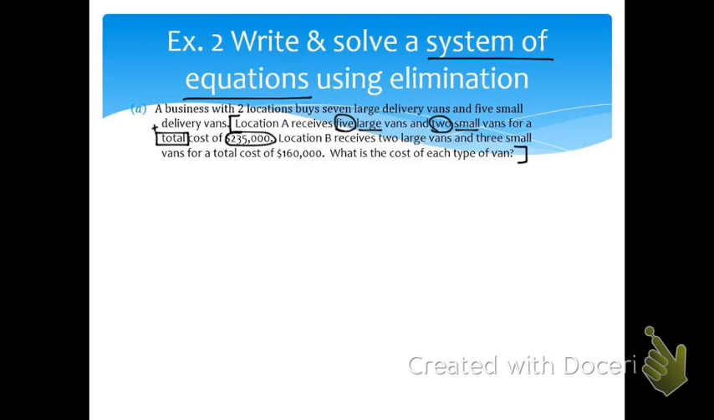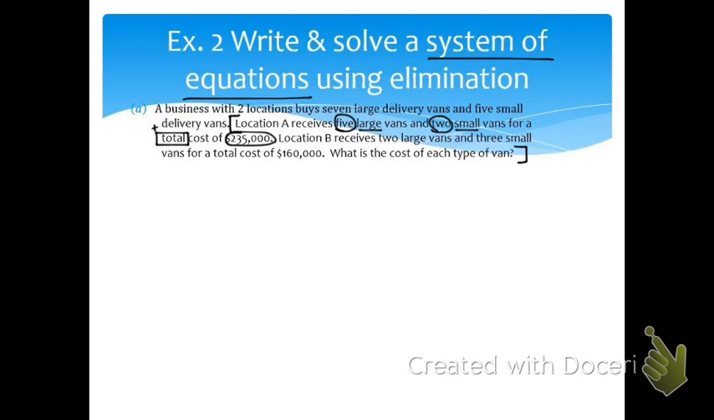So what do you think this first equation is going to look like? First of all, what variables make the most sense for us to use? X and Y. We're not graphing though, so really we don't have to use X and Y. We're talking about large and small, so why not L and S? Large and small. Okay? So 5 large vans.